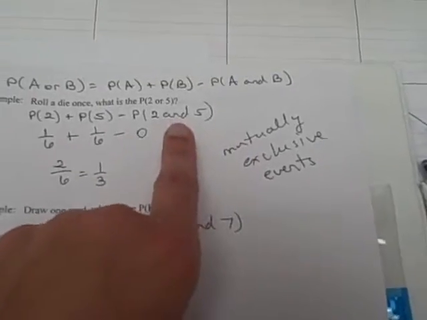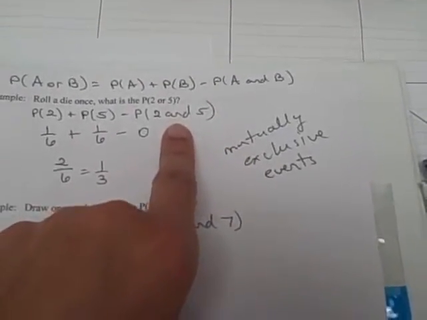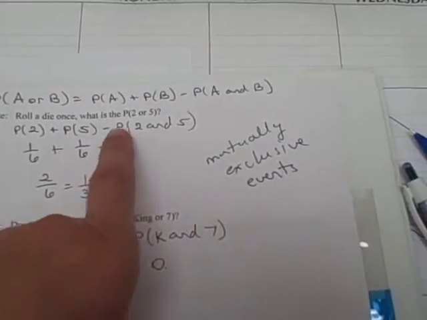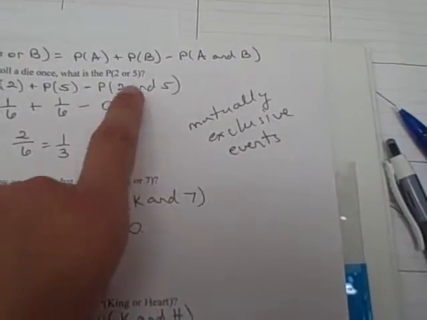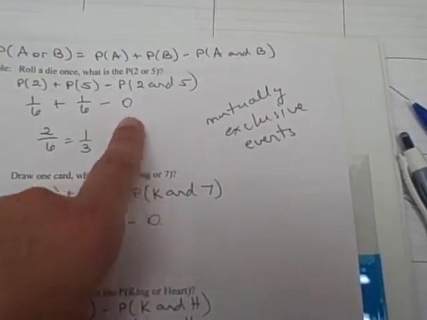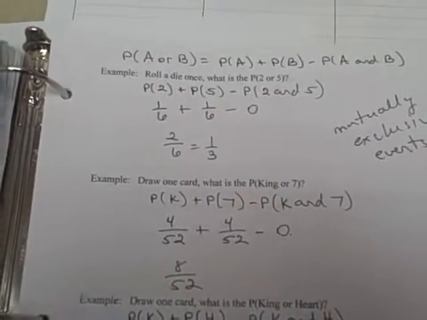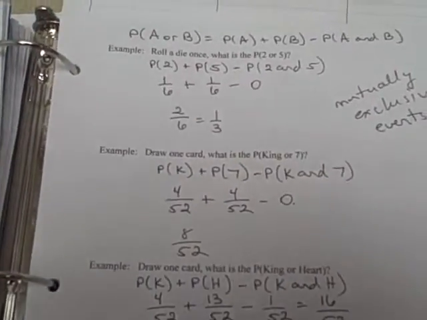Now, if we are rolling a die one time, is it possible to get a 2 and a 5 at the same time? No, it is impossible, so that probability is 0. Okay? These events are mutually exclusive because you cannot get a 2 and a 5 at the same time. Okay? So you just have 1/6 plus 1/6 minus 0 is 2/6. Okay? Or 1/3.